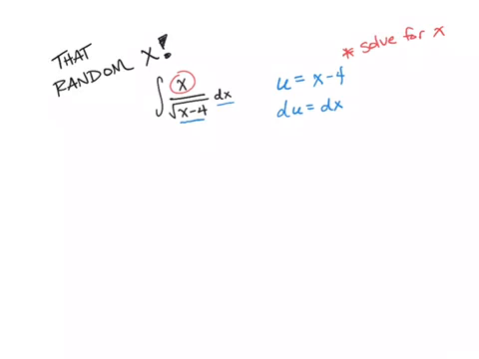And so we're going to solve for x in terms of u, right? u equals x minus 4, so looking at this, I see that x is equal to u plus 4.